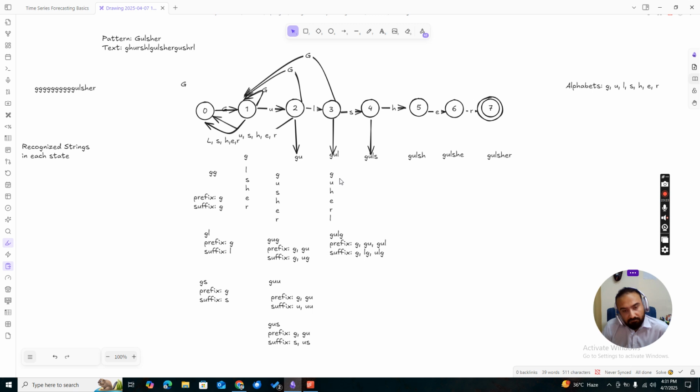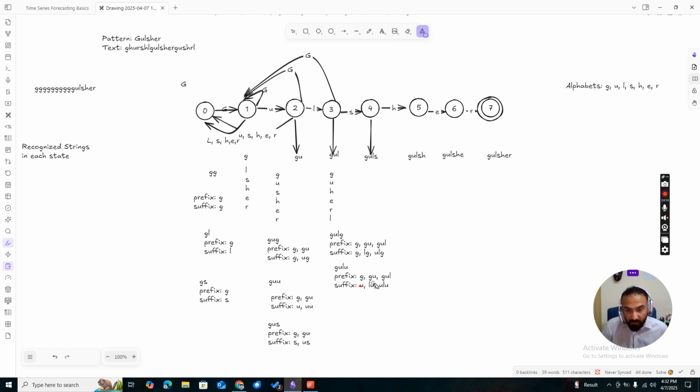But what if instead of the correct S and the incorrect G, U occurs? Then what will happen? GUL is recognized, we are in the third state. If S occurs, we will transit to the fourth state. But if instead of S, G occurs, we will roll back to the first state. But what if instead of G, U occurs? Then we need to form the prefix and suffixes. G, GU, and GUL are the prefixes, and the suffixes starting from right to left are U, LU, and ULU. Which prefix and suffix is matching? None of them are matching.